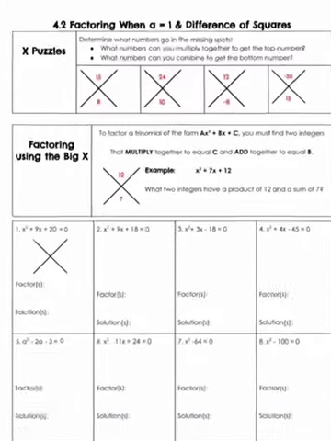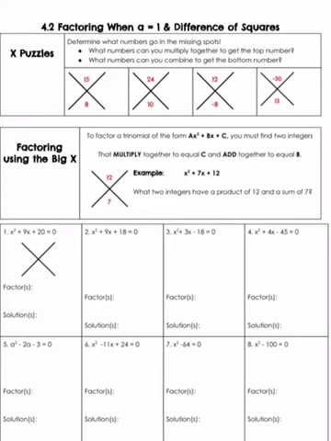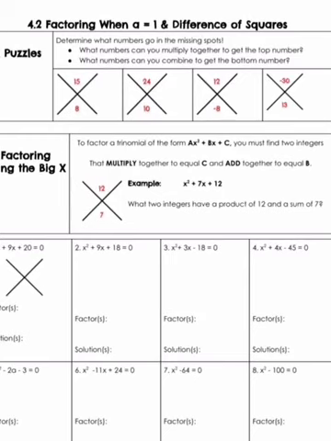Factoring when a equals 1. We're going to look at some puzzles first and see what you think about those. We're trying to figure out what numbers go in these missing spots here and here. So what numbers can you multiply together to get 15? And what two numbers can you add together to get 8?